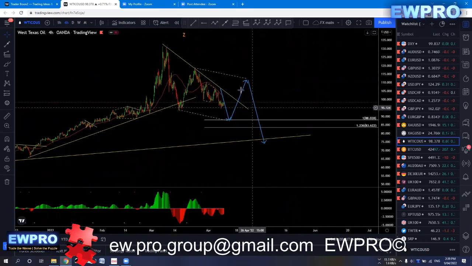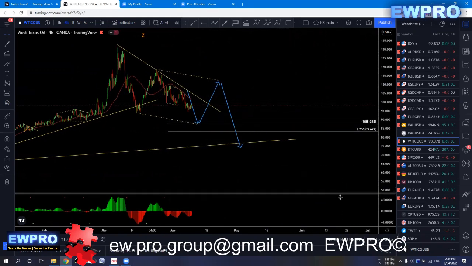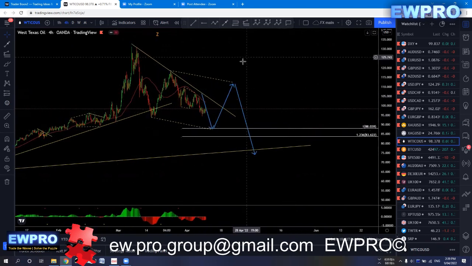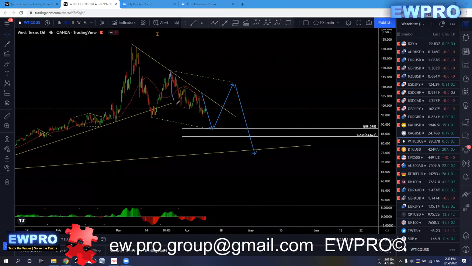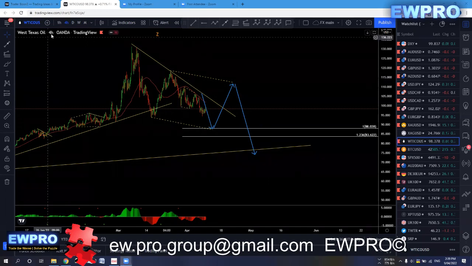As you can see, I've got a pattern drawn here. This is a possible structure that I'm looking at, so it's pretty self-explanatory. We got an A, B, C, then we'll get that A, B, C before we get a larger A, B, C. Yeah, so that's the structure we're looking at.